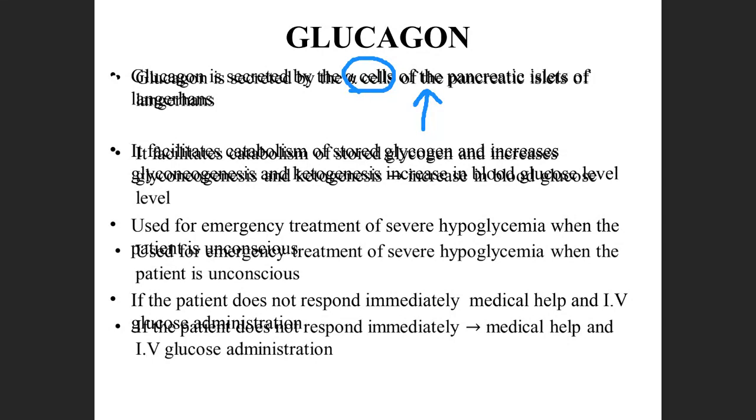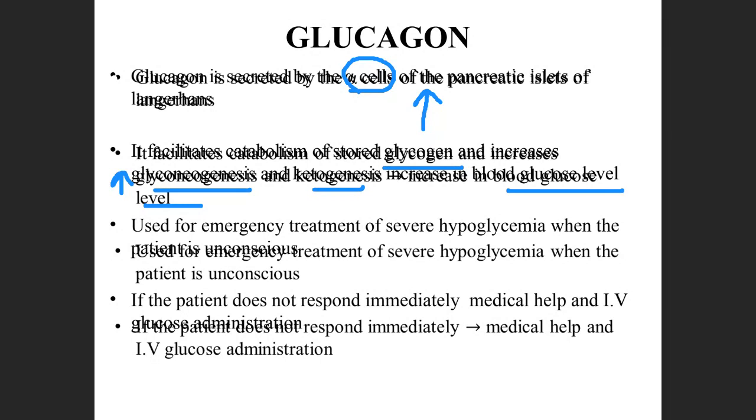How does it cause an increase in the level? It causes catabolism of stored glycogen. That means whatever is stored, it will cause breakdown of that, and it will increase the levels of glucose in the blood. So it will cause catabolism, that is breakdown of stored glycogen. It will also cause an increase in the formation of glucose, that is gluconeogenesis. So it will cause an increase in the levels of glucose.